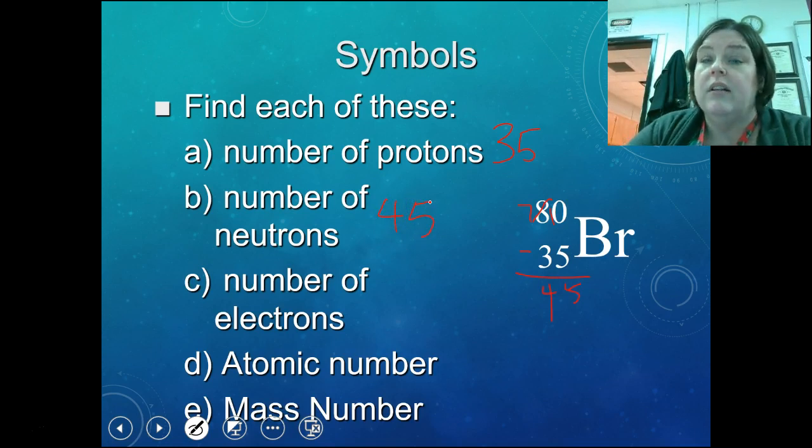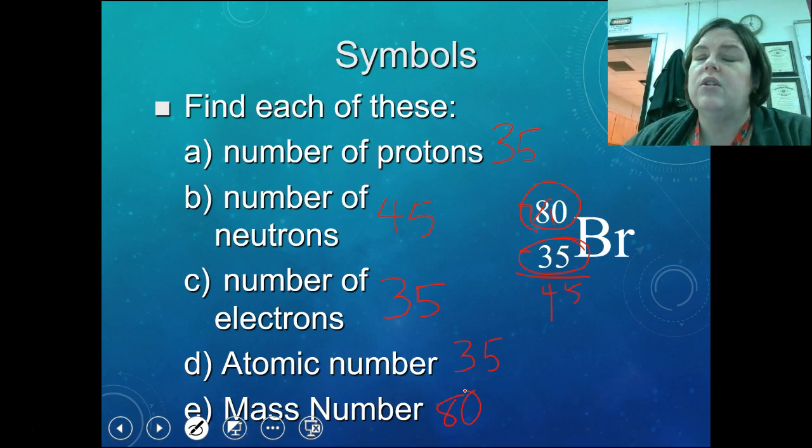Number of electrons. Well, it's an atom. There's no charge, so there are the same number of electrons as protons. What's the atomic number? Well, this is the atomic number right there. So the atomic number is 35. What's the mass number? 80 is the mass number right there, so it's 80. So this is how we begin to describe atoms and understand more about atoms.